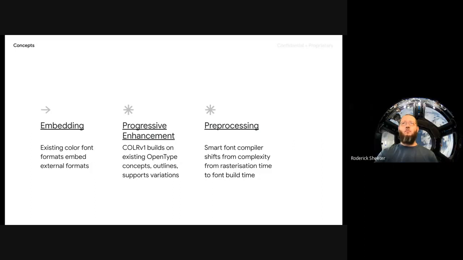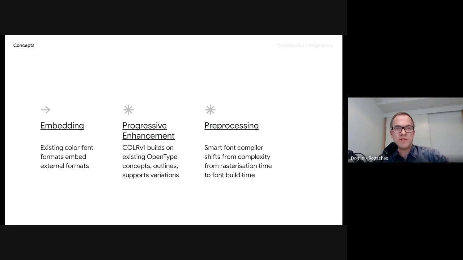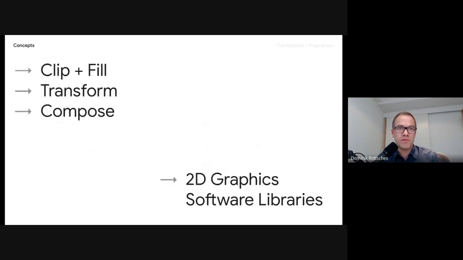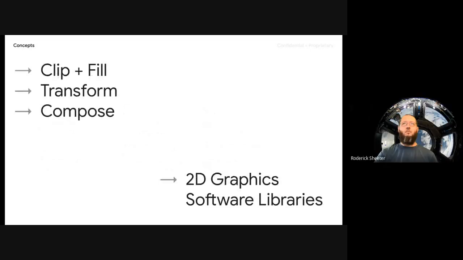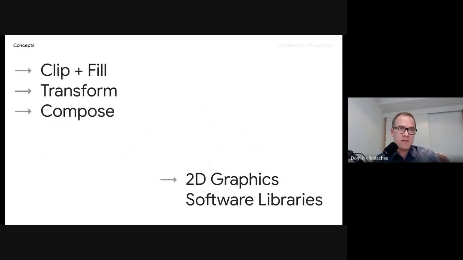Another principle that guided our design is a powerful preprocessing stage that shifts complexity from the rasterization to preprocessing. We'll have more details on that in the upcoming slides. Another idea that guided the design of Color v1 was to take powerful concepts from existing 2D graphics libraries and open them up or unlock them to be used in the font format.